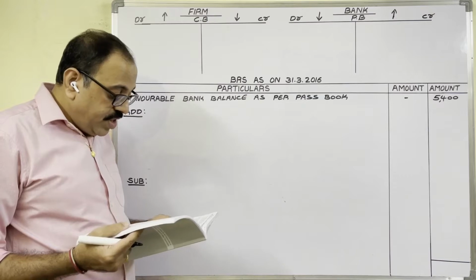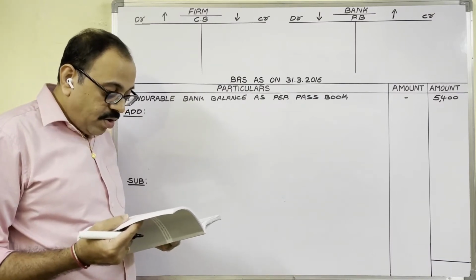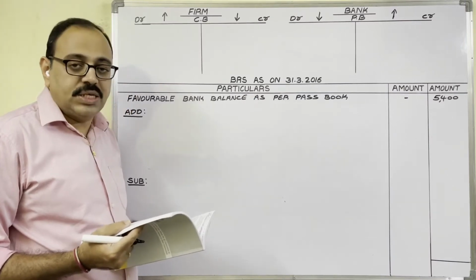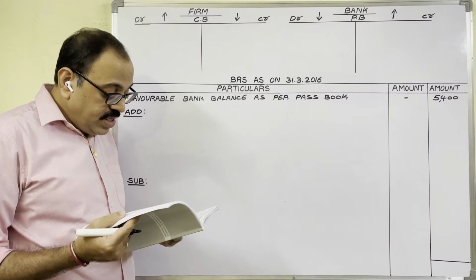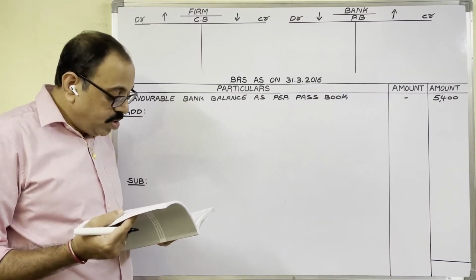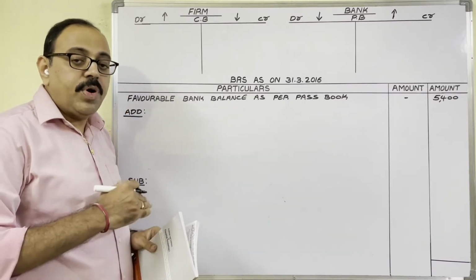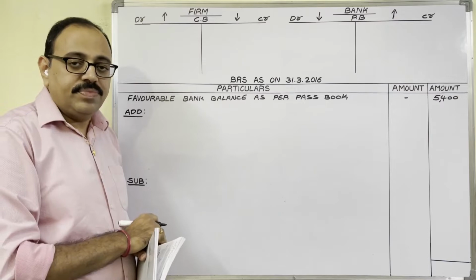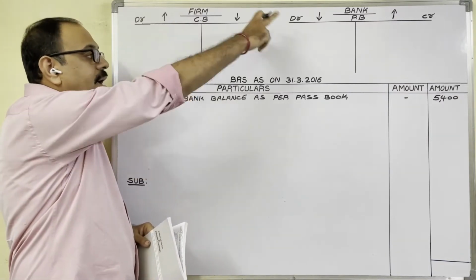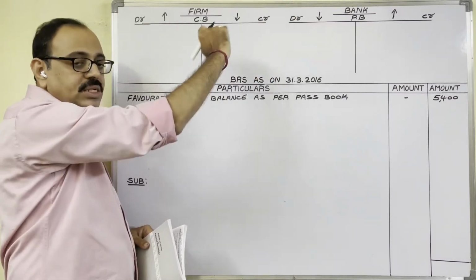A comparison of the entries with the cash book revealed that he had paid in checks of the value of 600 rupees on 30th March 2016, out of which checks amounting to 240 rupees were credited in the passbook on 2nd April 2016. Firm deposited checks into the bank, value 600. Firm thinks that bank collects that amount, it is deposited in my account, bank balance is increased.